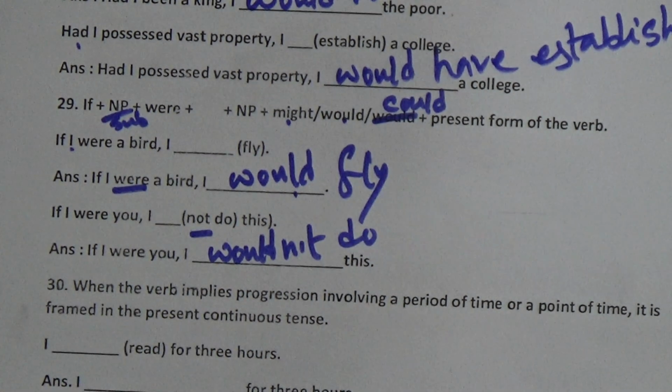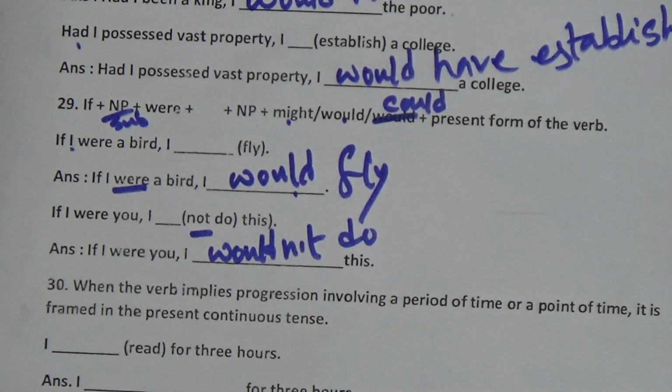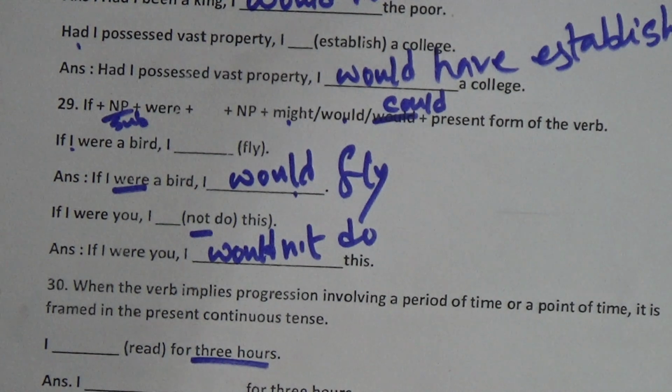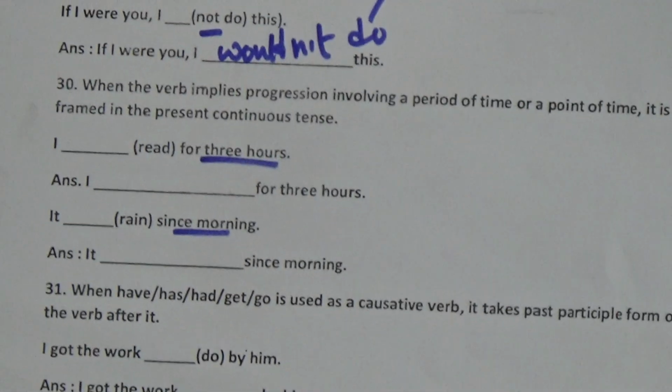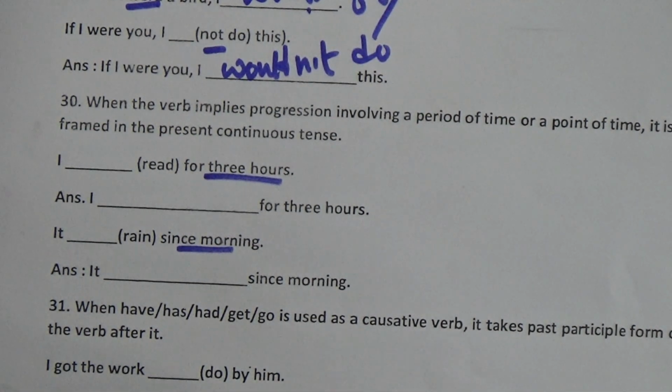When the verb implies progression involving a period of time or a point of time, it is framed in the present continuous tense. That means a period of time, like 3 hours, since morning. That's why you have to form these sentences into present perfect tense. Present perfect, you know, is subject plus have been or has been plus verb plus ing plus since or for.